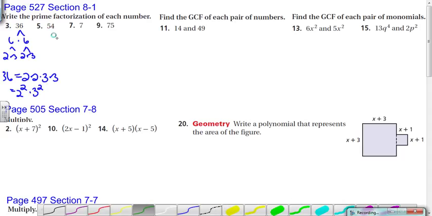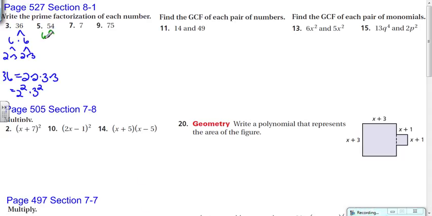Okay, for 54, you can break 54 up into 6 times 9. And then 6 is 2 times 3, and 9 is 3 times 3. So then 54 is 1 2 times 3 3's. So I could rewrite it as 2 times 3 cubed.